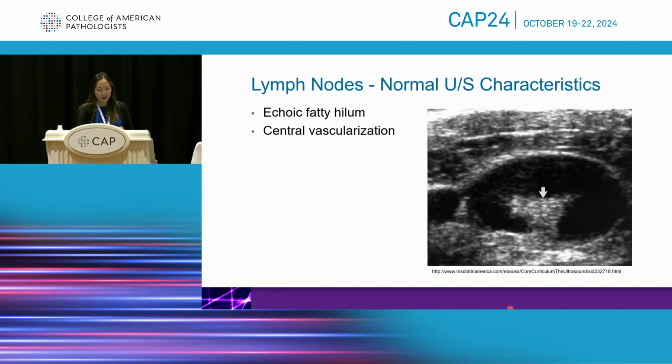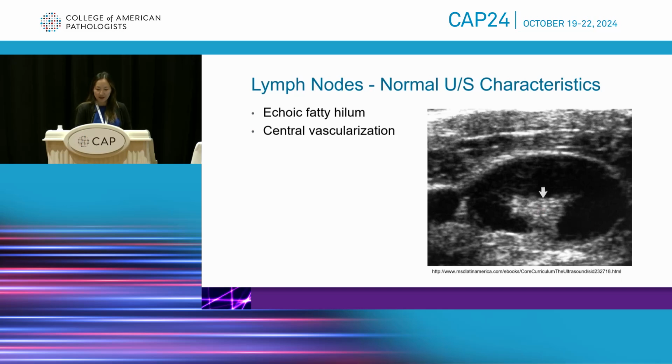Another normal ultrasound characteristic for a lymph node is an echoic fatty hilum. So if you think about looking at lymph nodes on SearchPath, right, you've got your little hilum, your vessels and fat are in there, and I will say, I think this is a little bit more difficult to appreciate on ultrasound, which is why I pulled an image from the website, but you get this hyperechoic fatty hilum normally, and normally the vessels in the lymph node should be in this central area. So if you put a Doppler on, that's where the vessel should be. You shouldn't have a whole bunch of lymph vessels out in the periphery.